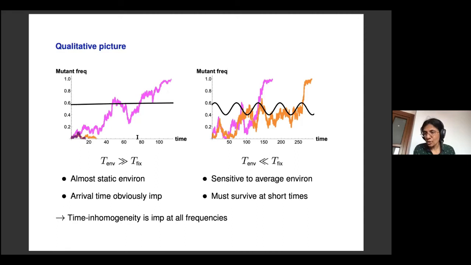However, in this case also, although I said that what is going to matter at large frequencies is the average environment, time still matters. Because you see, when the mutant population is small, it still has to survive at short times in order for anything at later times to happen. So arrival time is still going to be important. The words that you're seeing again and again in the last few slides is that time inhomogeneity is important when you are dealing with a changing environment. You have to take care of that.